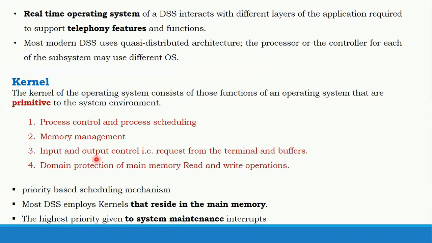Usually the scheduling is done on priority, and everything will be included in the main memory. Usually priority in the switching system is given to maintenance. Afterwards it concentrates on call processing and some ancillary functions which are included in the kernel.